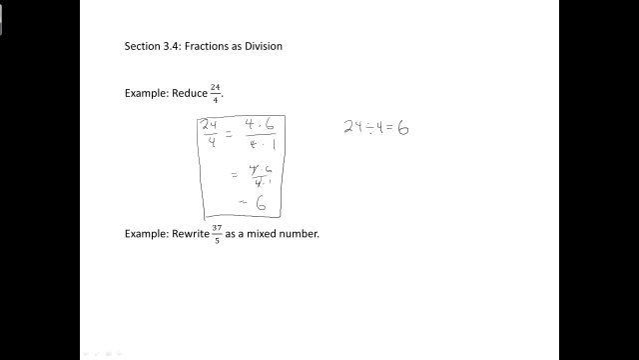Example, rewrite 37/5 as a mixed number. 37/5 equals. We're going to use the same process as division. How many times does 5 go into 37? Well, we can get up to 35, and then we'll have 2 pieces left over, which is 35 over 5 plus 2 over 5. This step mimics the distributive property, which is 7 and 2/5. So the process of rewriting an improper fraction as a mixed number simply follows the same pattern as division.